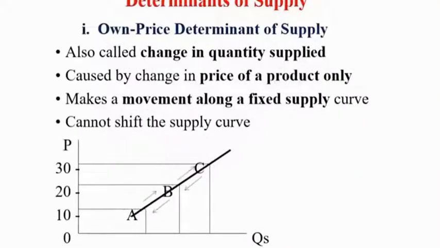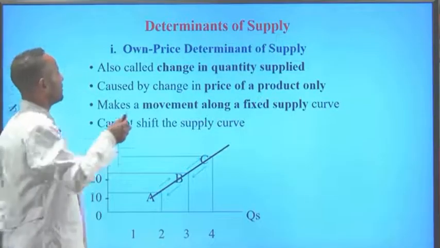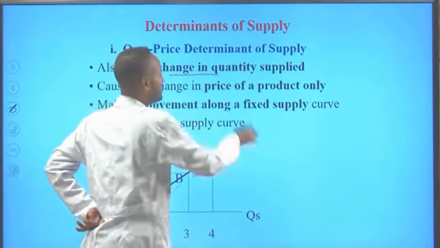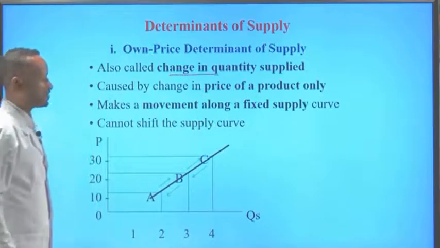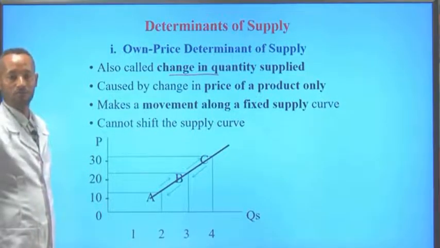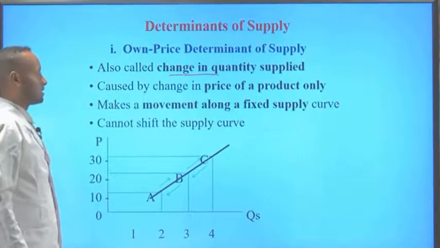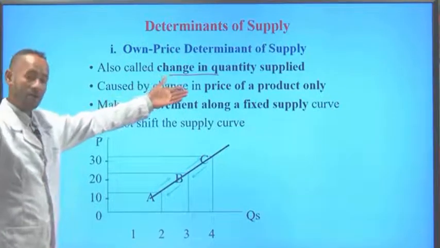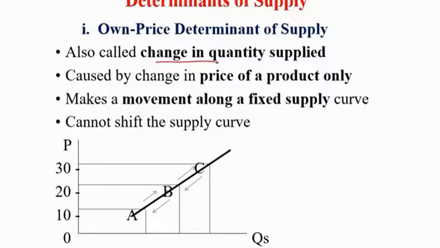Now let's see the determinants of supply. Here we are going to classify the determinants of supply into two, called the own price determinant of supply and the non-own price determinant of supply. The own price determinant of supply, also called the changing quantity supplied, is caused by the changing price of a commodity only. Changing quantity supplied is caused by changing price of a commodity only.